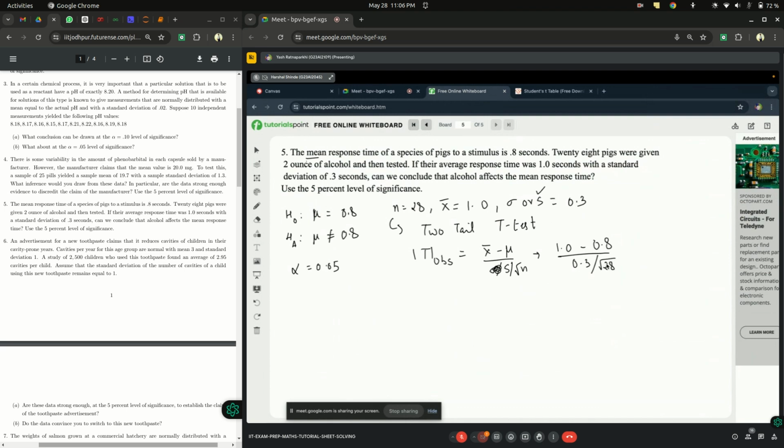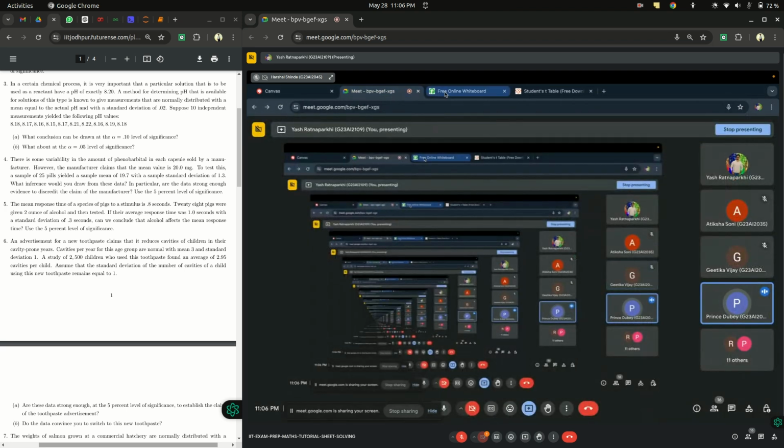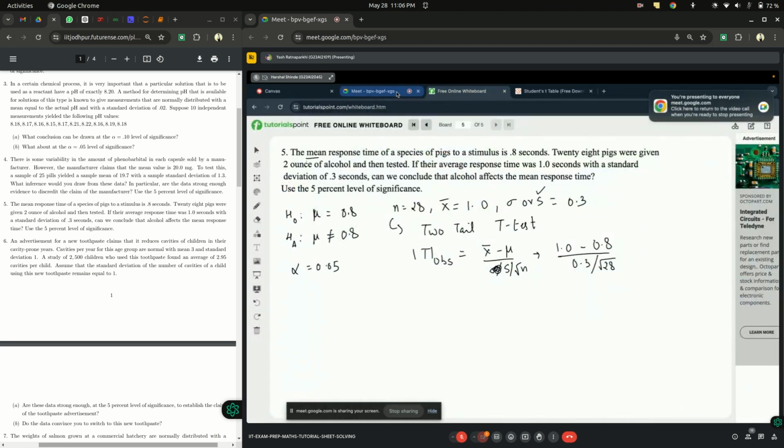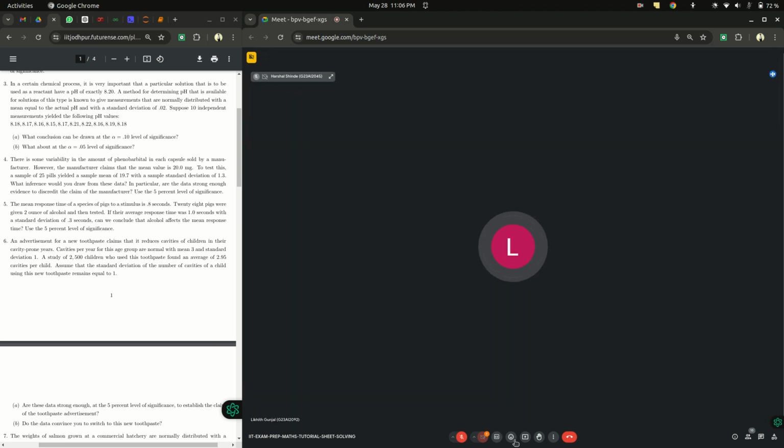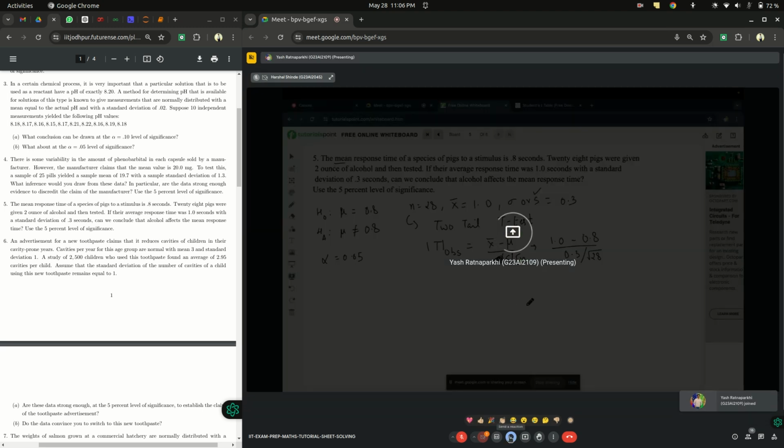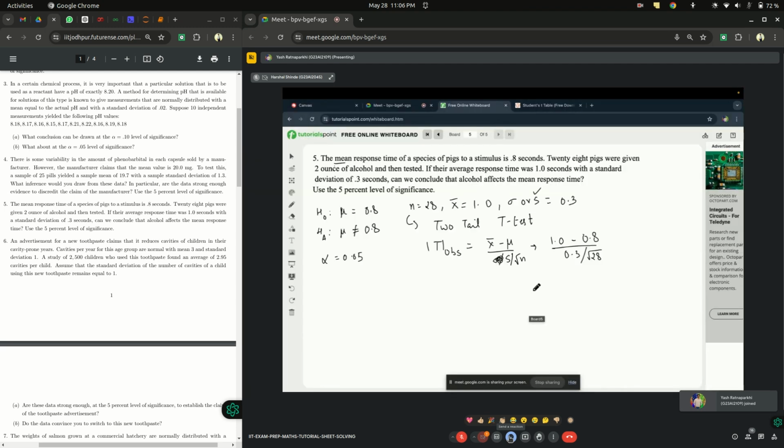Which screen has been shared? Because I can only see the Z table here. Guys, are all facing this? We are able to see the board. No, we are able to see. Let me share it once again. There may be some glitch. Okay. Now is it okay to you all?